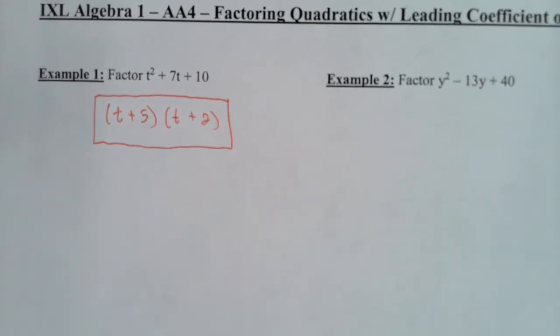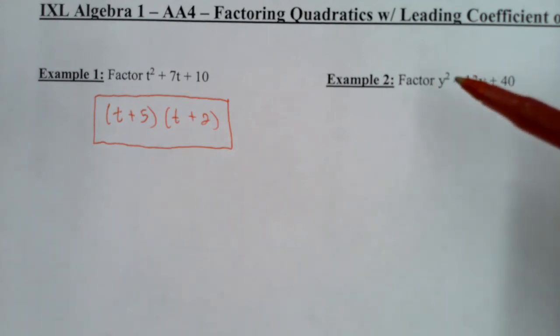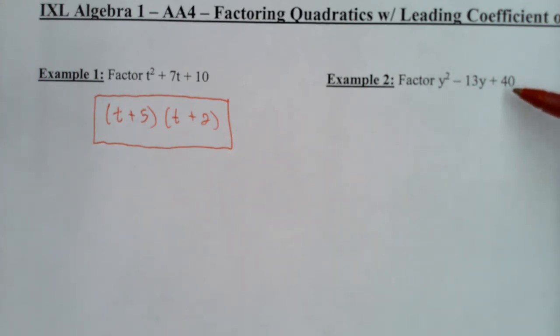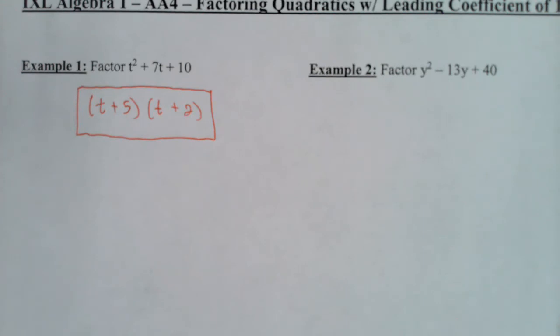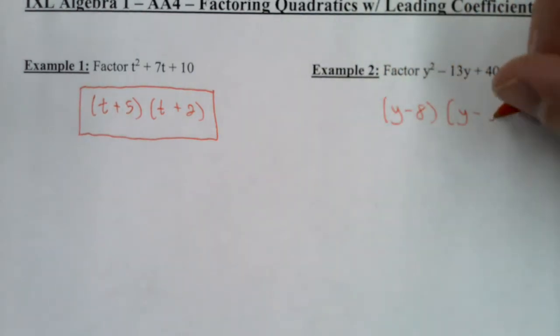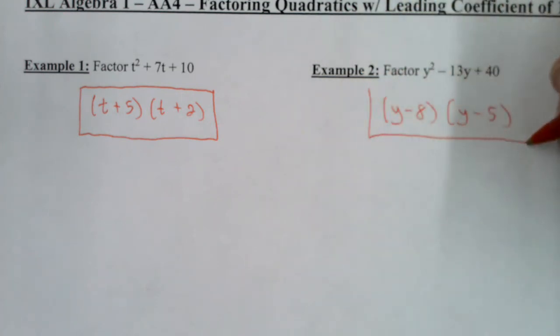Example 2. Again, the leading coefficient is 1. The number before y squared is 1. So all you have to do is find two numbers that multiply to 40 and add to negative 13. You just have to be careful for the signs on your answer. Multiplies to 40, adds to negative 13 is negative 8 and negative 5. So you factor it to become y minus 8 times y minus 5. And that is the final answer.